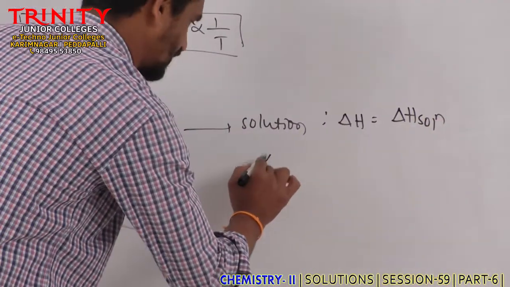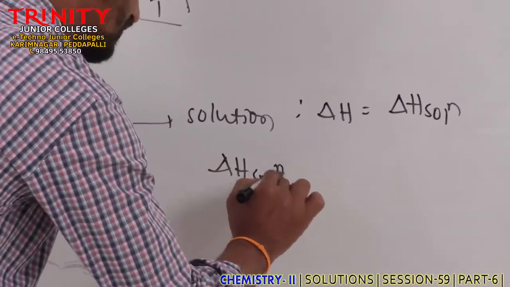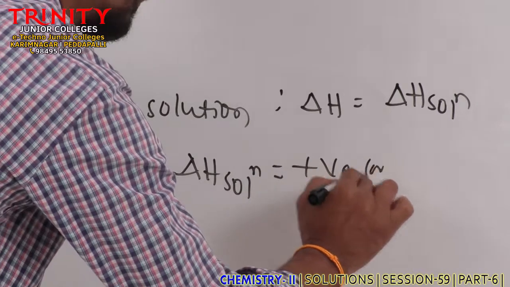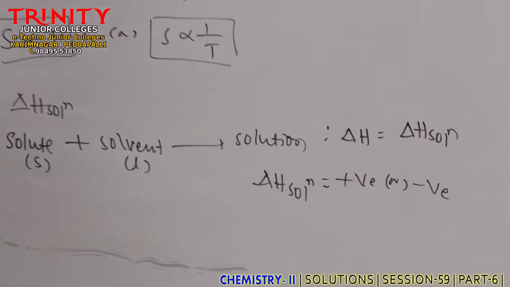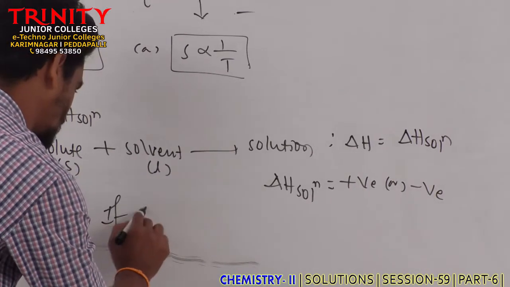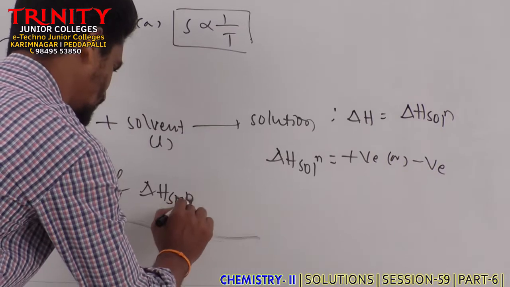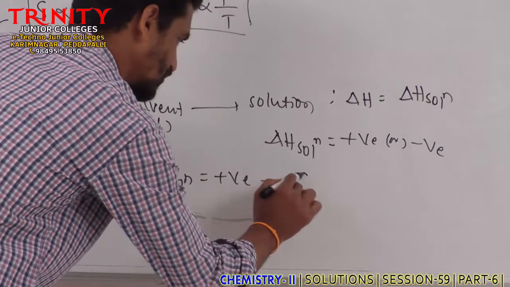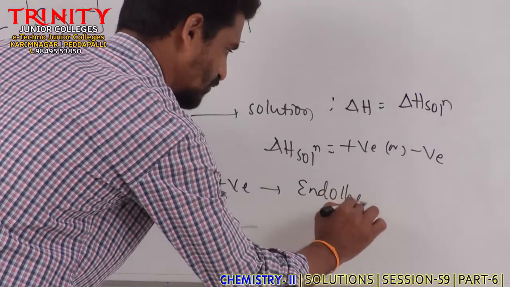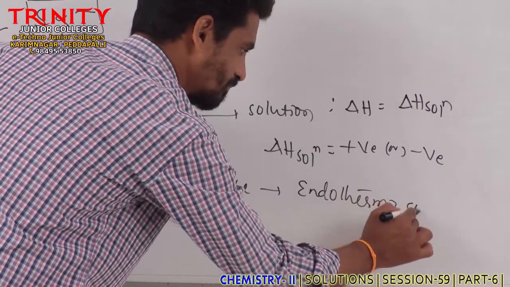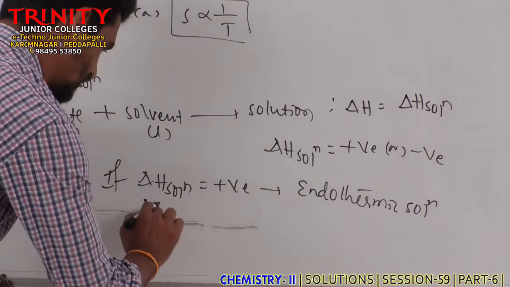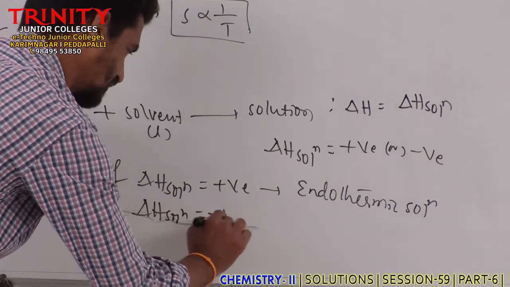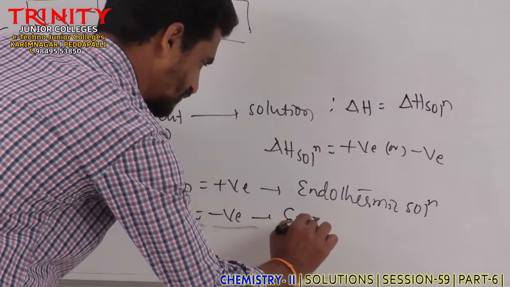This enthalpy of solution may be positive or negative, as we discussed in first year thermodynamics. If the enthalpy of solution is positive, the solution is called an endothermic solution. If the enthalpy of solution has a negative sign, that is called an exothermic solution.